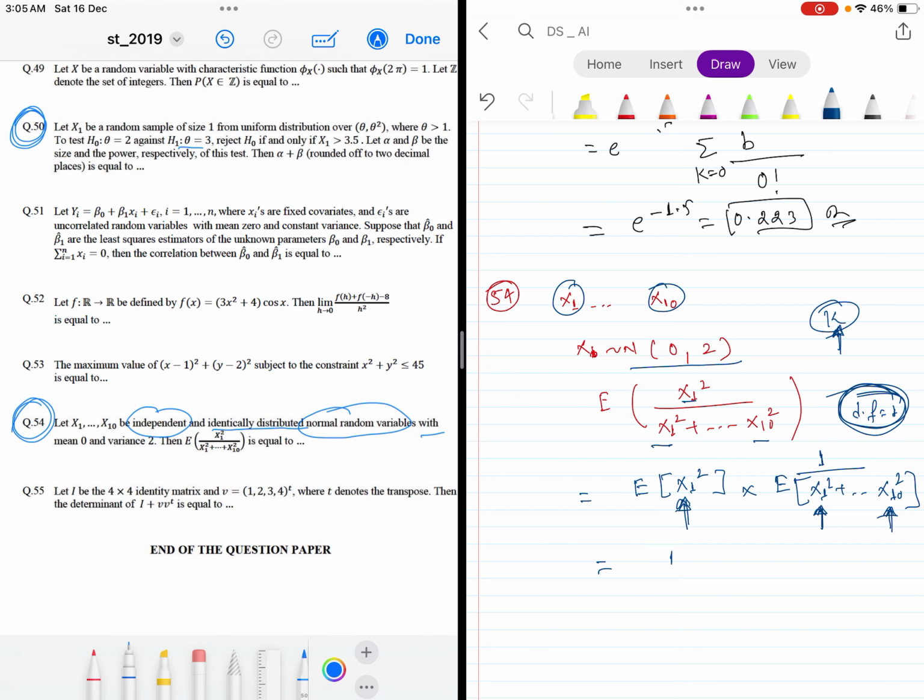So here it will be 1 and into 1 divided by, so we can take the individual expectation, right? Because expectation is a linear operation, so it will be 1 plus 1 plus 1 plus up to 10, so it will be 1 divided by 10, that is 0.1, right?